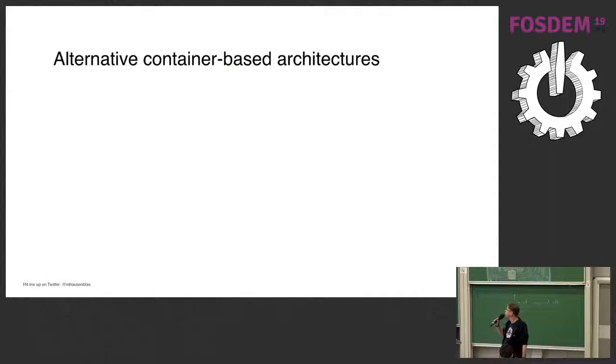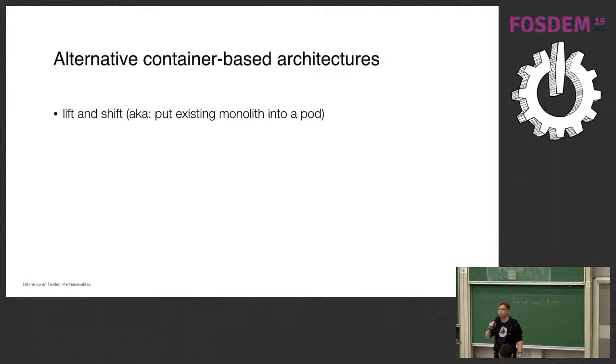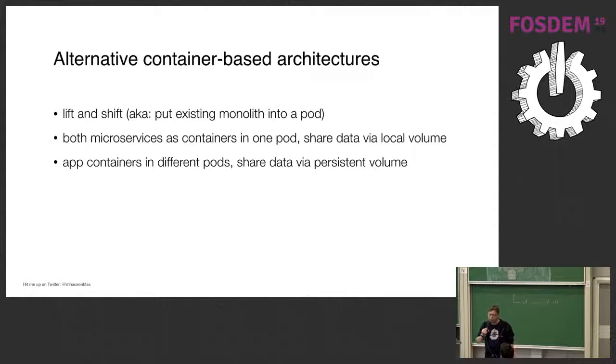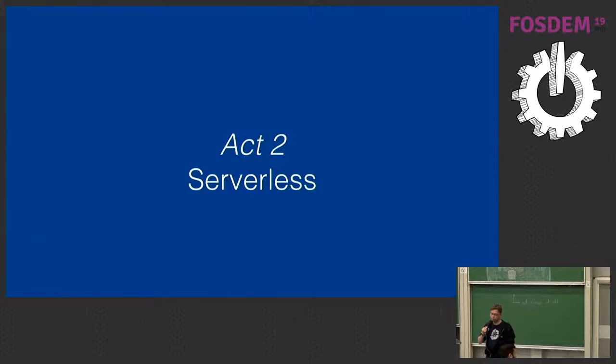Alternative system designs: I could have just done a lift and shift, essentially taking that monolith and putting it into a pod. I could also have different containers in one pod and use a local volume to share the images and the metadata. Or I could have different pods and use a persistent volume rather than Minio. Minio, in that case, is a little bit more flexible because I'm not dependent on the environment, on what kind of read-write volumes I have available. All right, let's move on to serverless.